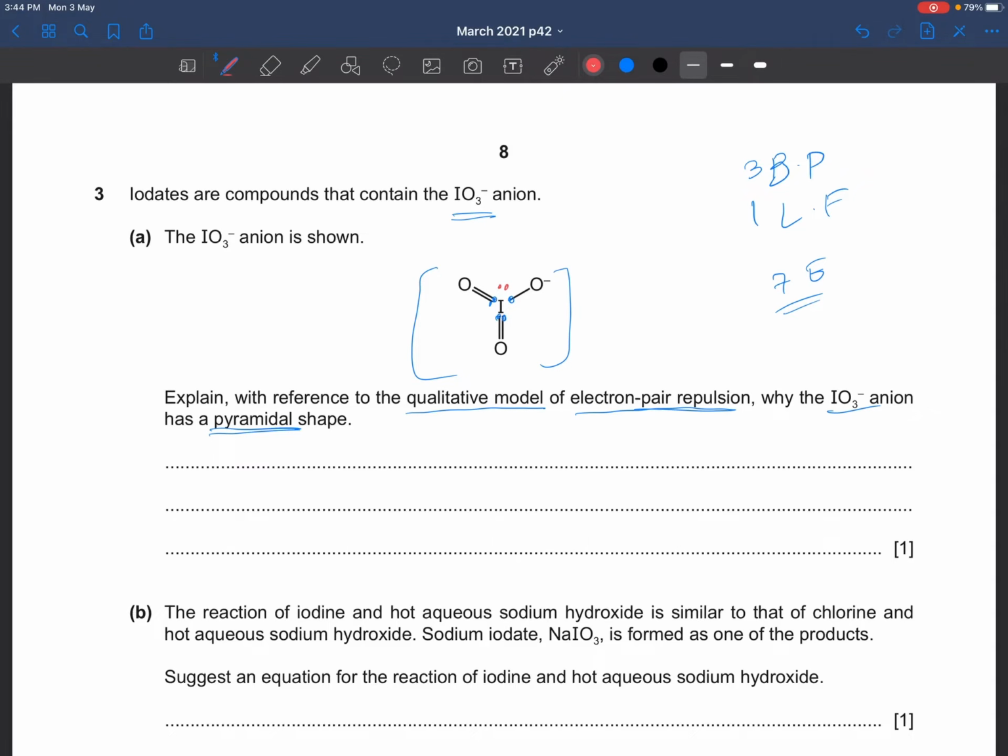I hope you all remember that pi bonds are not counted while deciding the shape or the geometry. So we have a total of 3 bond pairs: 1, 2, 3. Pi bonds are not counted. So we have 3 bond pairs and 1 lone pair, right? That means this is a pyramidal shape, because it has 3 bond pairs and 1 lone pair.